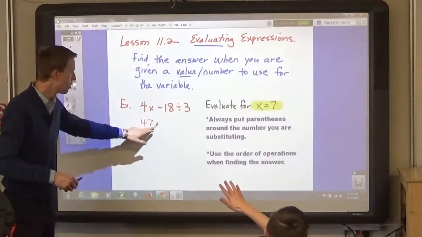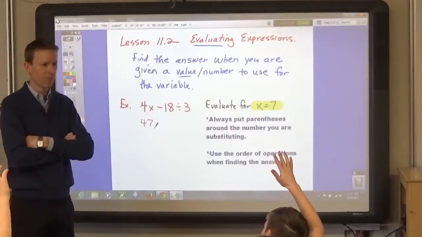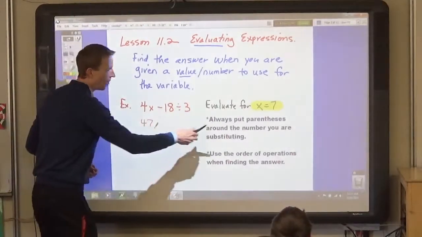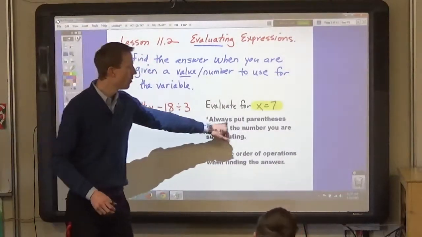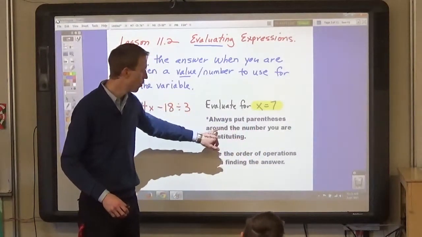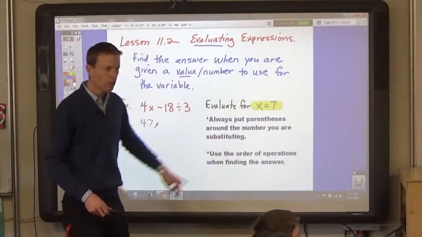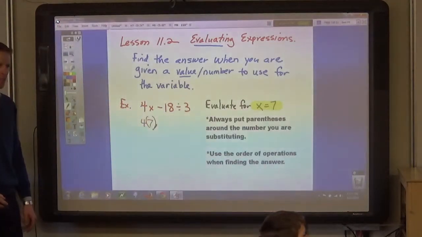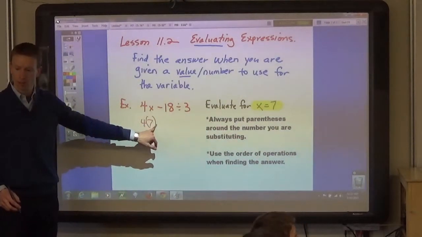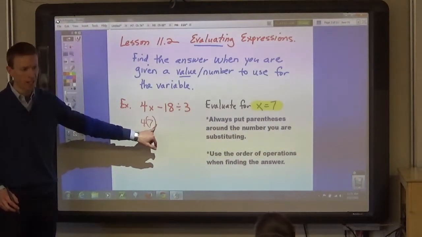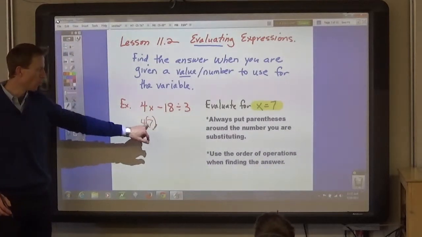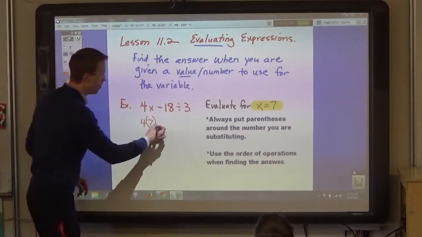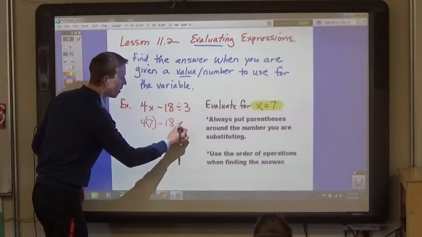What do we need to put between the 4 and the 7? Sam? A dot. Or, like it says here, whenever you're putting in a number, you should put it in parentheses. Whenever you substitute a number into an expression, you should put it in parentheses. Okay? Parentheses mean multiplication, don't they? Yeah. Parentheses mean multiplication. So this now shows 4 times 7, minus 18 divided by 3.